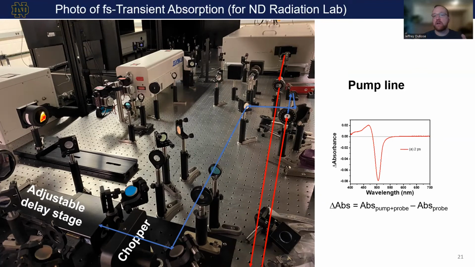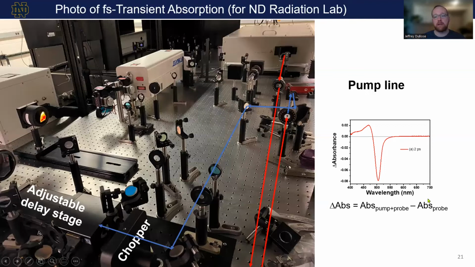If we didn't have the chopper, we would just have the pump and the probe hitting the sample each and every time. So we'd be having pump probe, pump probe, pump probe. We have a 1 kilohertz rep rate from the laser, so 1,000 times a second, we'd only be doing this part of the equation, which obviously wouldn't be good. We also need to, every other time, get the absorbance of the system when we just have the probe hitting it.